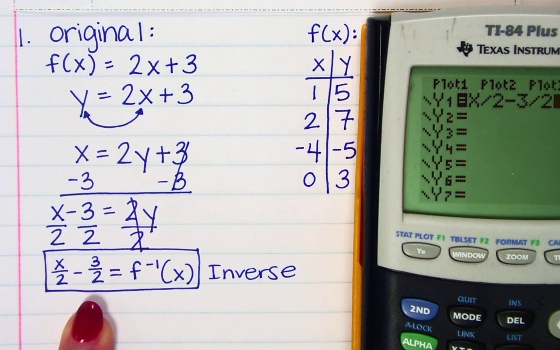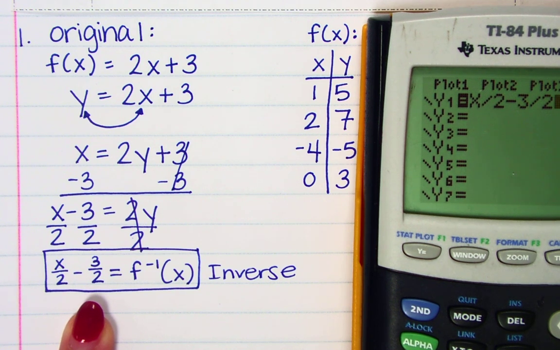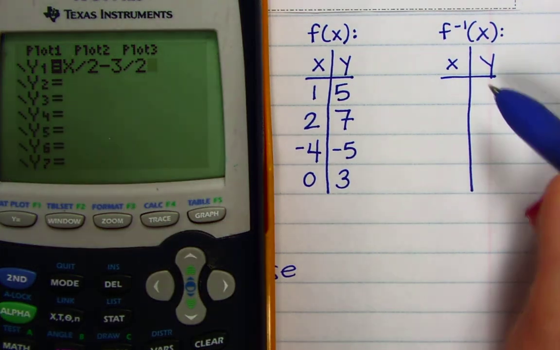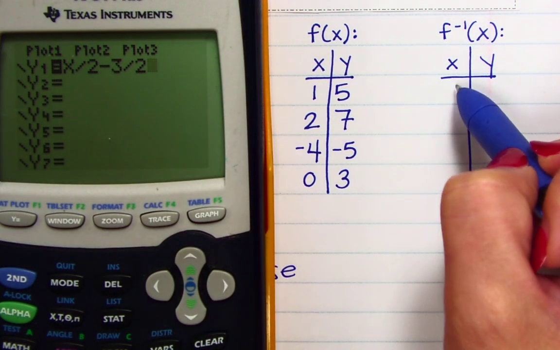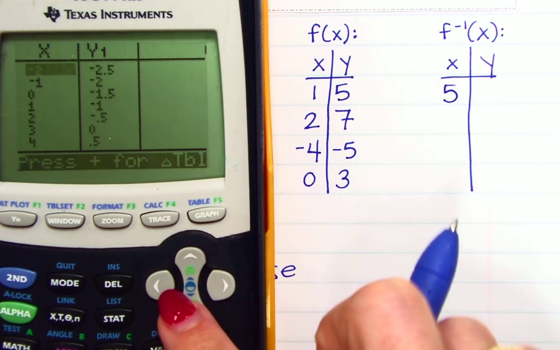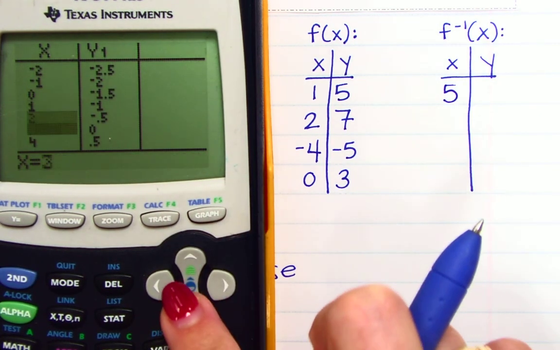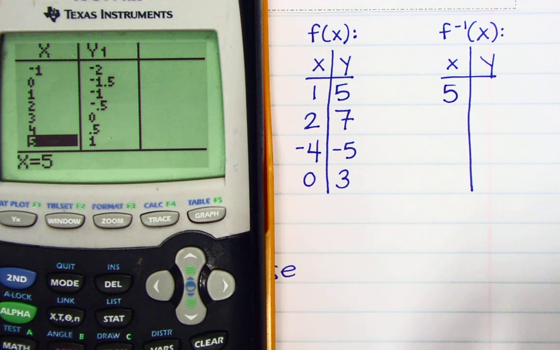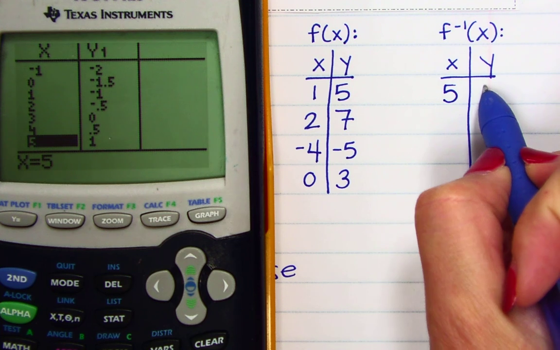To get our numbers, go second graph to get the table. Okay, I'm going to tell you which ones I want. I want x equals 5. What's y? Okay, I did second graph after I put it into y equals. Right? When x is 5, y is 1.